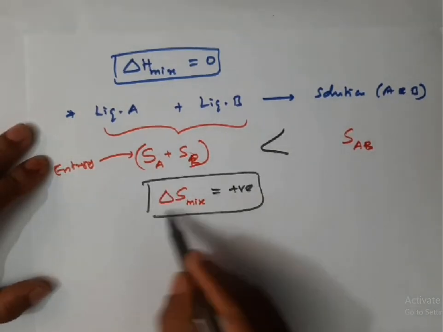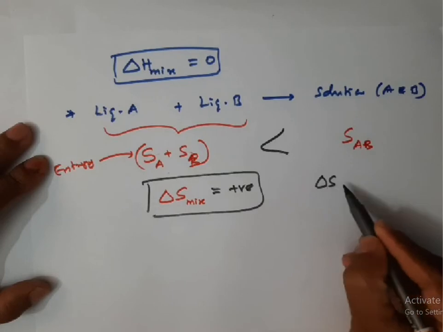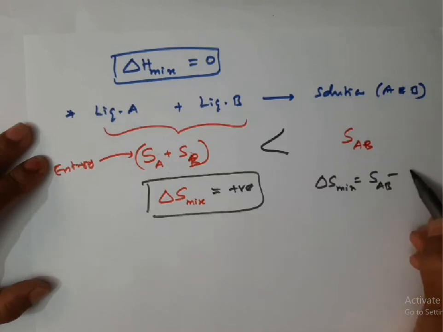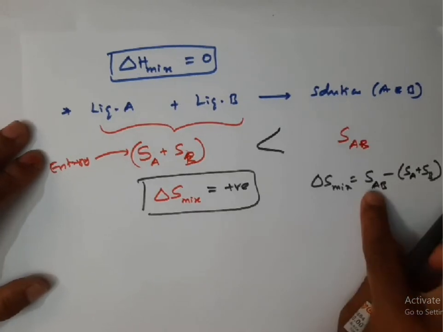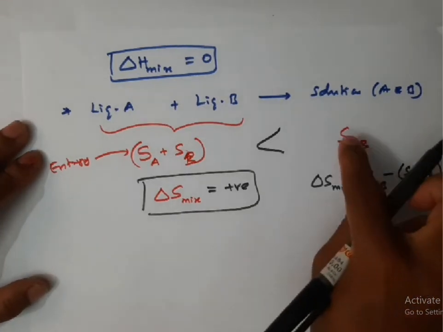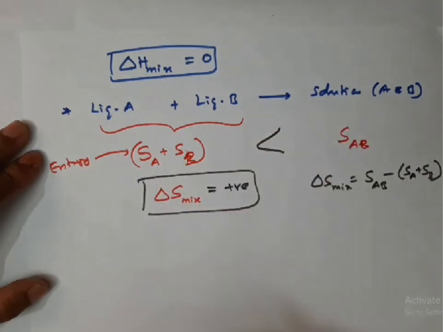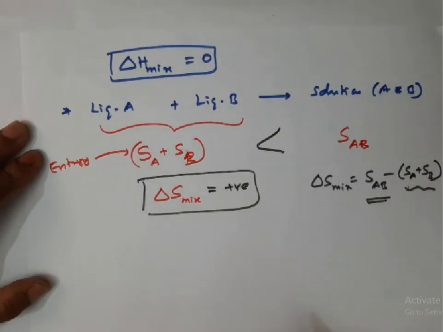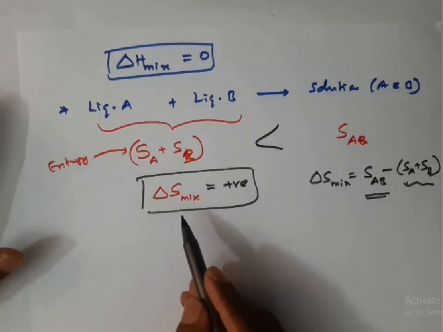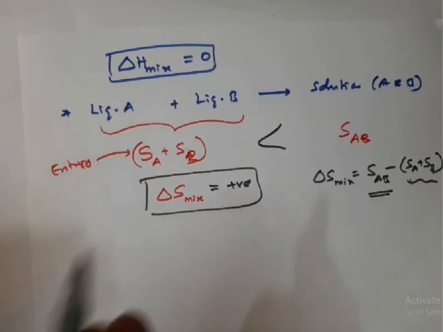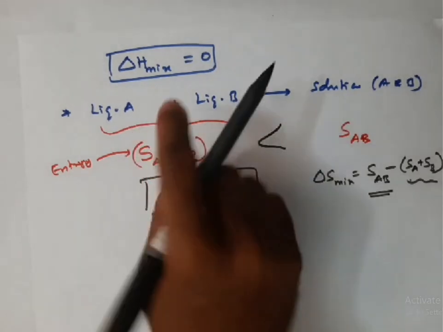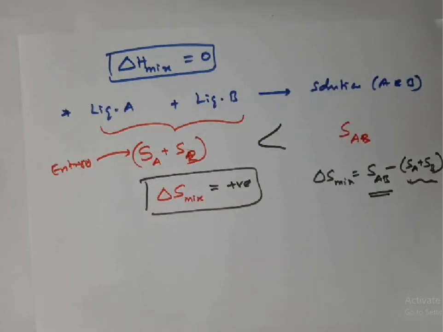Why is delta S mixing positive? Because delta S mixing is nothing but entropy after mixing minus entropy before mixing. Before mixing is SA plus SB. After mixing is SAB. SAB value is greater than this. Since this value is greater compared to the sum of these two, delta S mixing should be positive. So keep this in mind: for ideal solution, delta S mixing is positive. That is, entropy increases if you mix A and B.